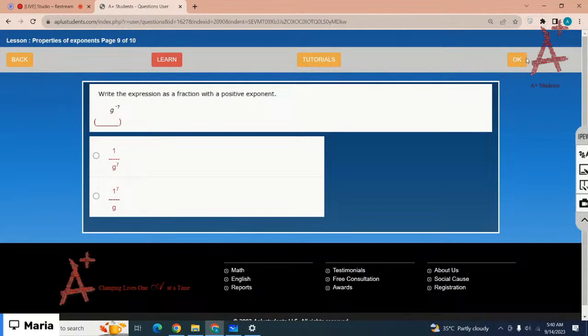Write the expression as a fraction with a positive exponent. So how do you make the exponent positive? By taking the reciprocal, right? So it would be 1 over g exponent 7. So the first option is the correct option.